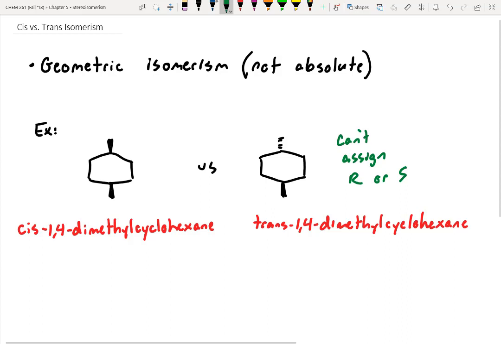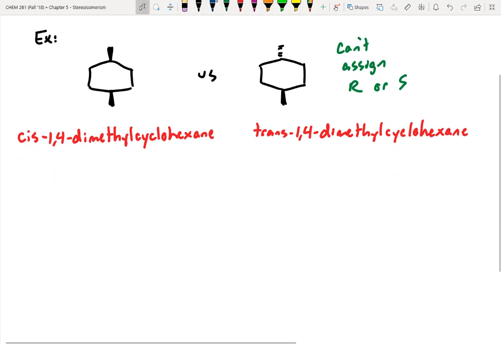Yeah? So would they not be diastereomers because they're not? That's a good question. So the question was, are they diastereomers? Yes, they are still diastereomers, even though we can't assign absolute configuration. They have the same connectivity, but they're not mirror images. Yeah. All right, let's compare this to another example.